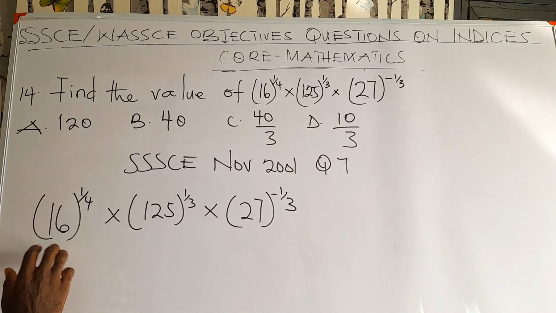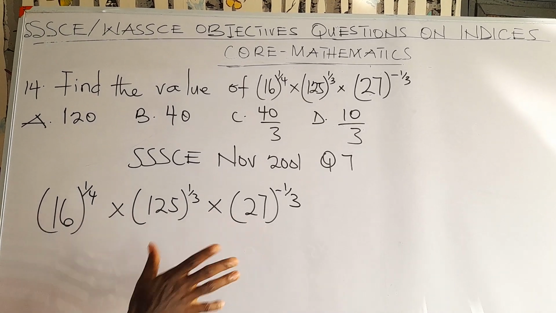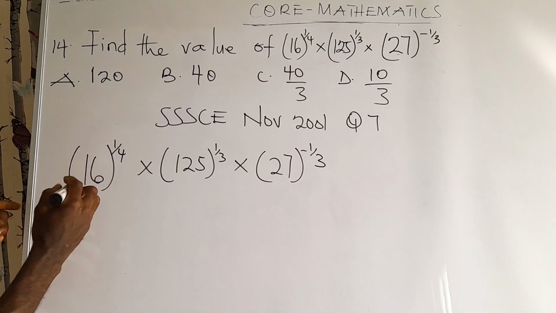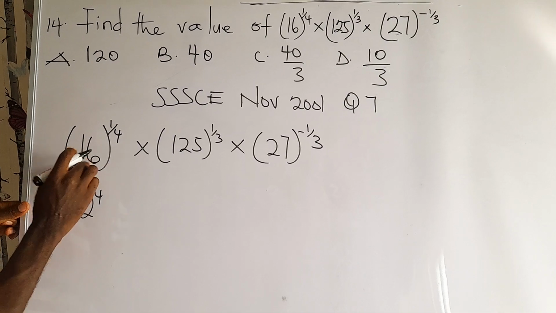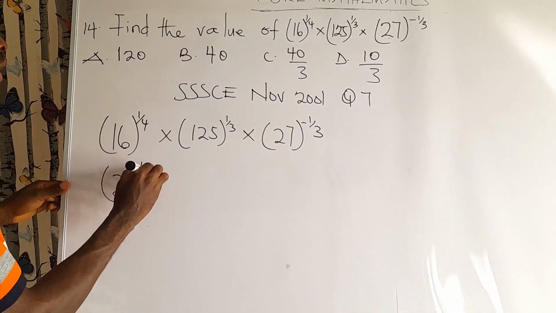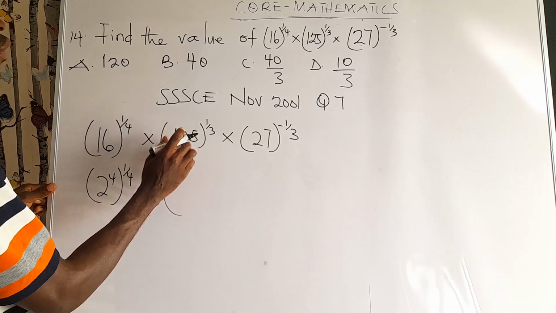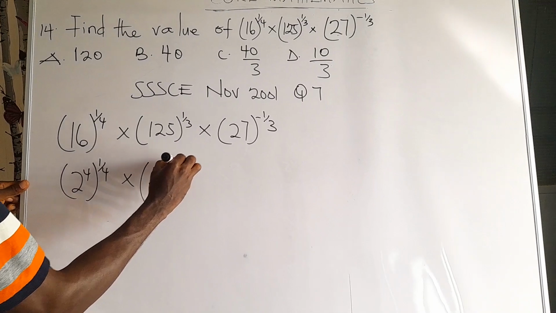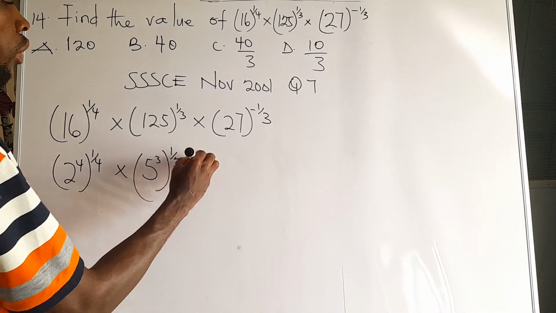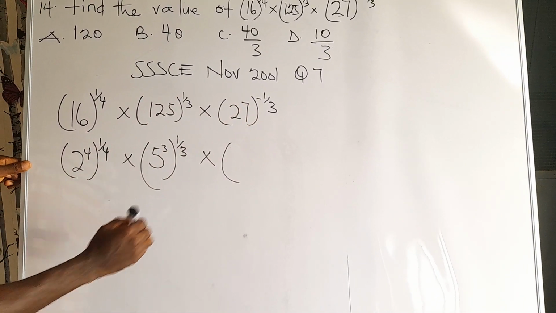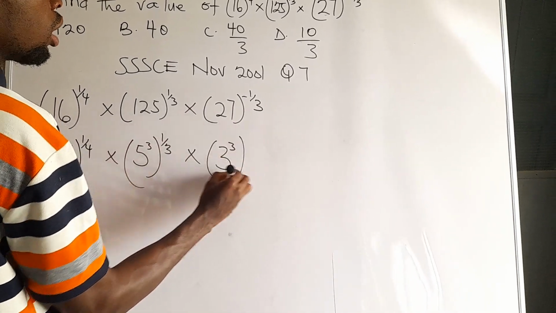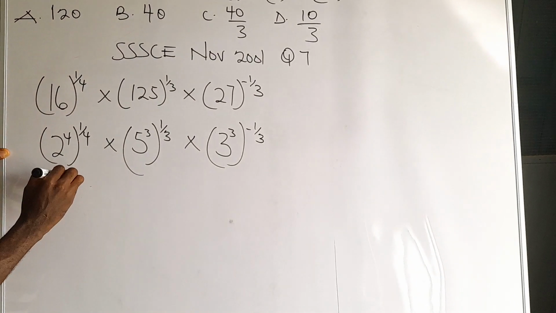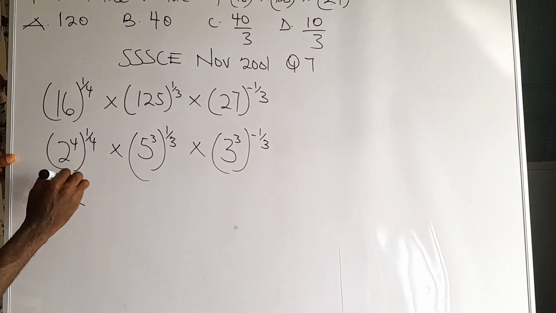Now let's go. So we need to change all these numbers here to index form. So 2 exponent 4 is 16. So we can say that our 16 will be 2 exponent 4, then times 1 over 4, then times 5 exponent 3 is 125. So we say 5 exponent 3, then times our 1/3, then times 3 exponent 3 is 27. So 3 exponent 3 times negative 1/3. Finally, we have this 4 divided by 4.